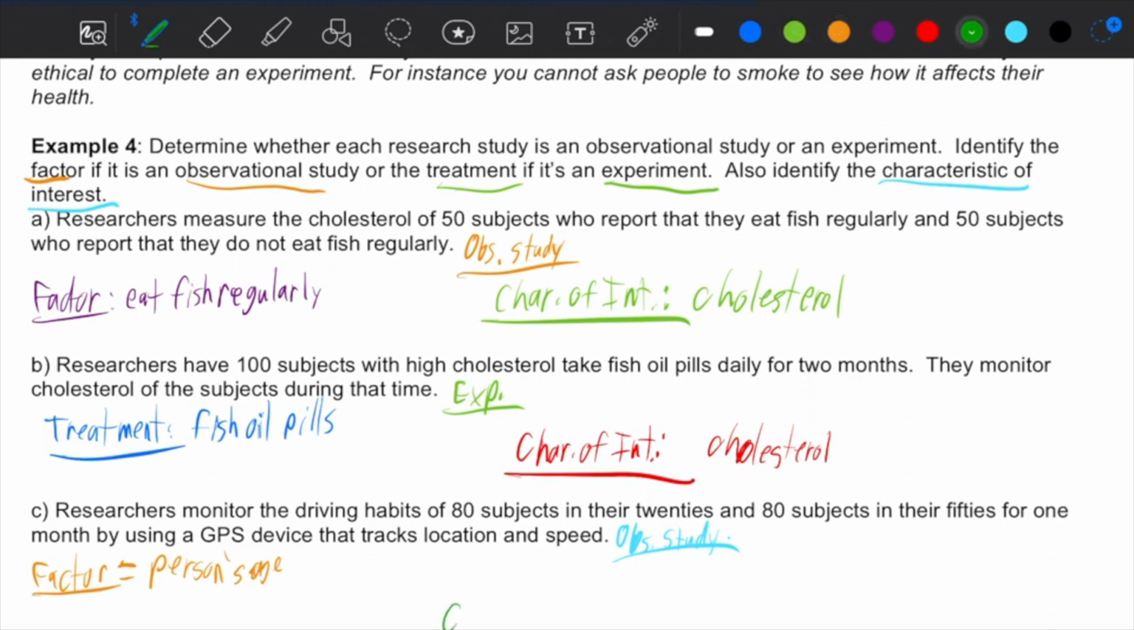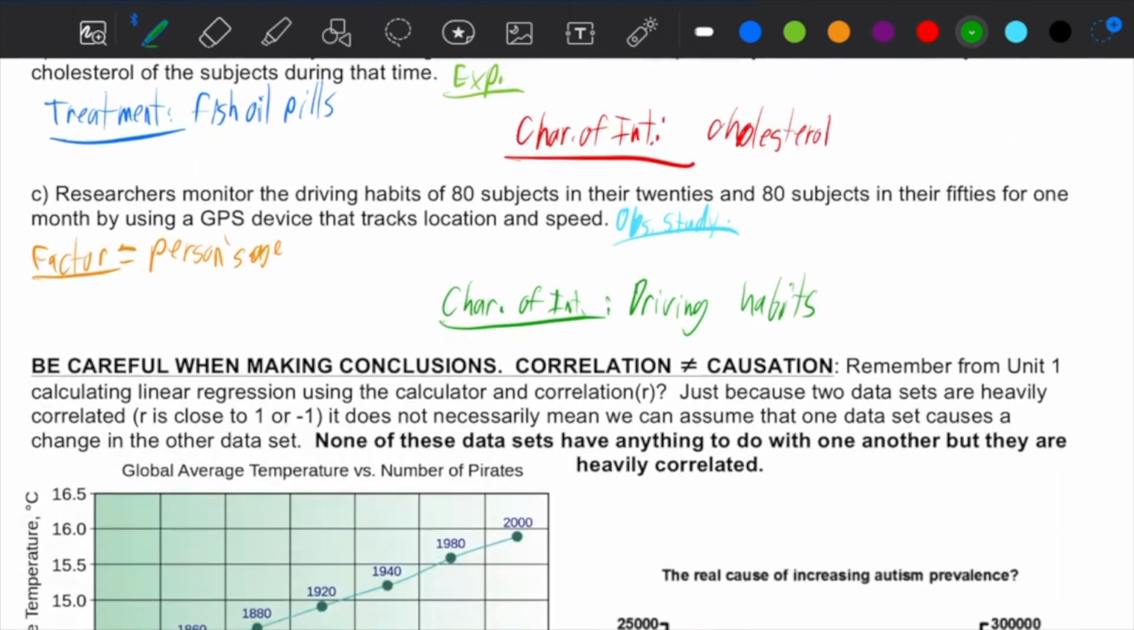And the characteristic of interest, what they're curious about, is their driving habits. So they're saying, do we have different driving habits based upon their ages?